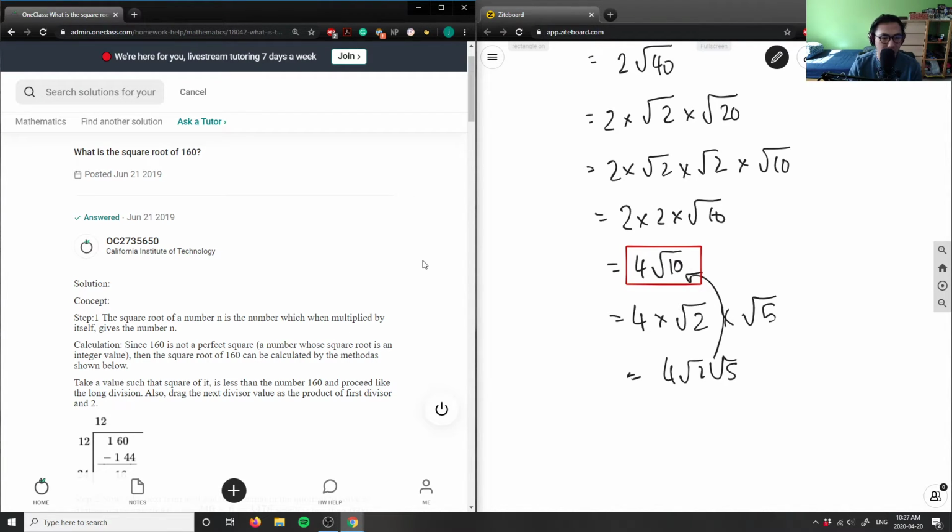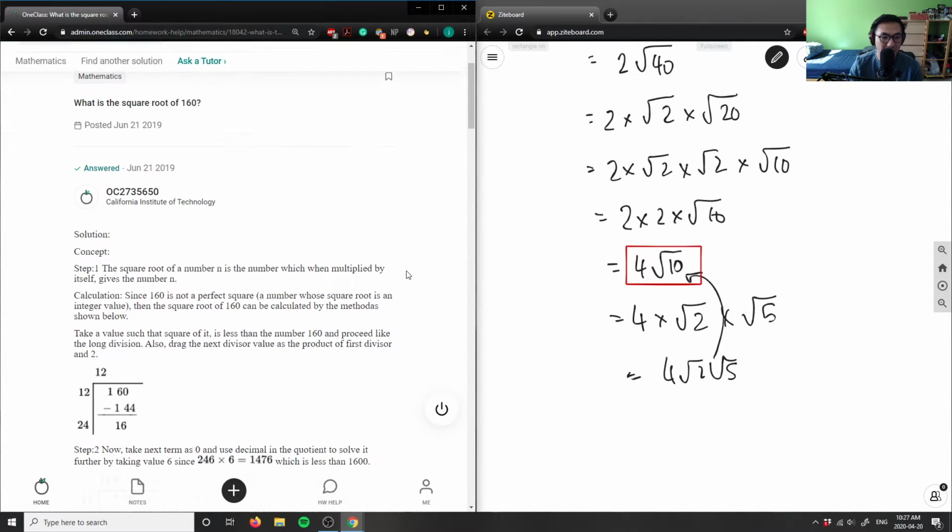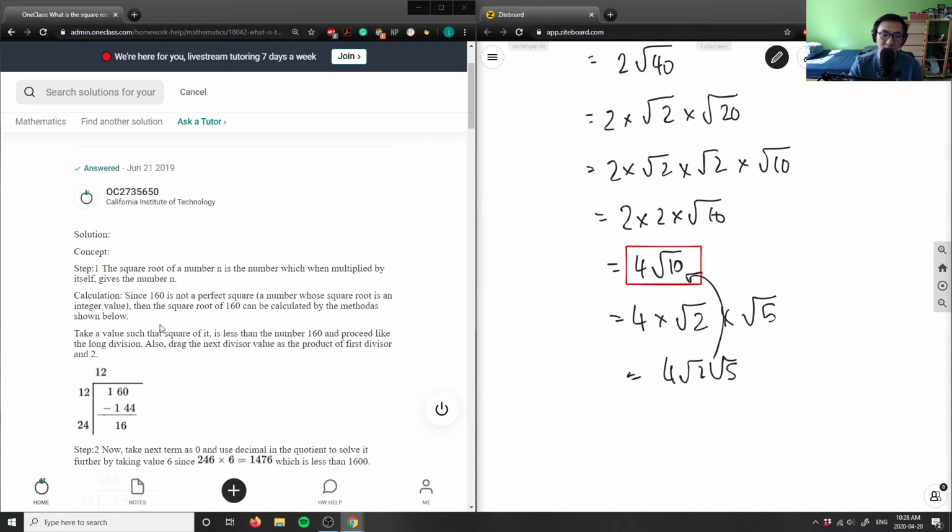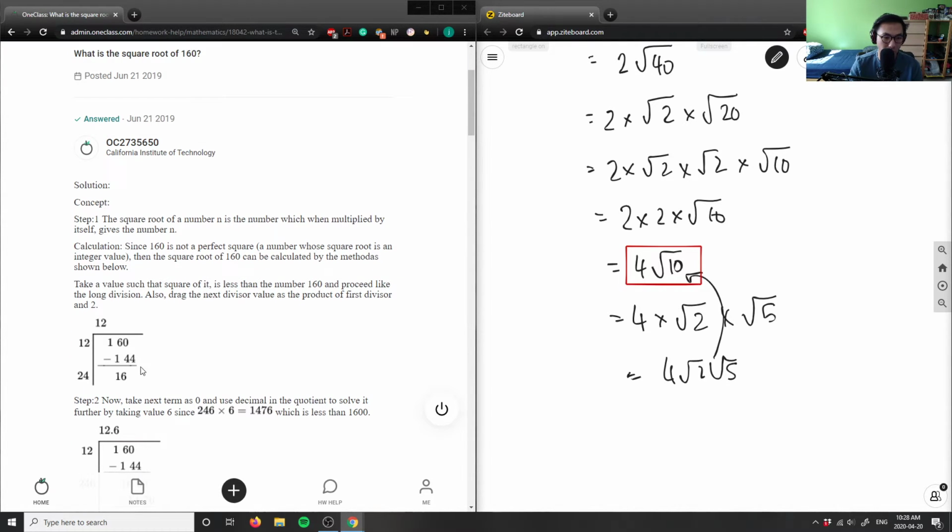So they're showing a method where they're basically solving for square roots. They're computing what a square root is. So let's see what they did here. They took 160 and then they divided it by 12 here. They're doing long division. So 12 times 12 is 144. You get a remainder of 16 here.